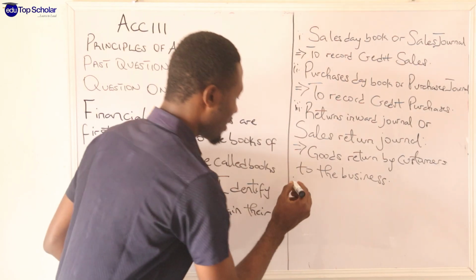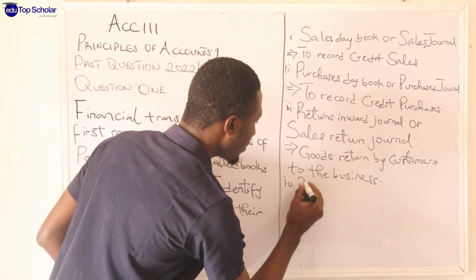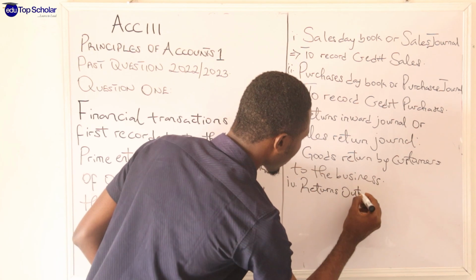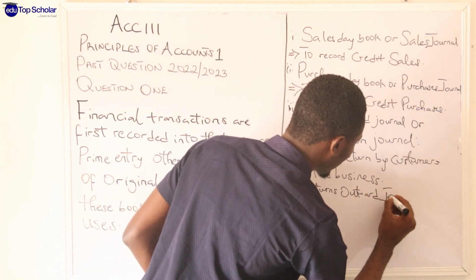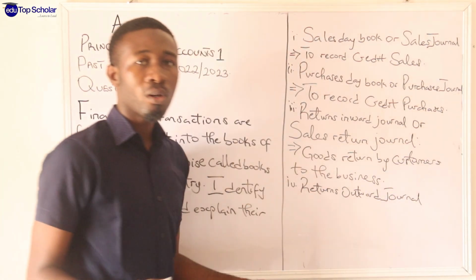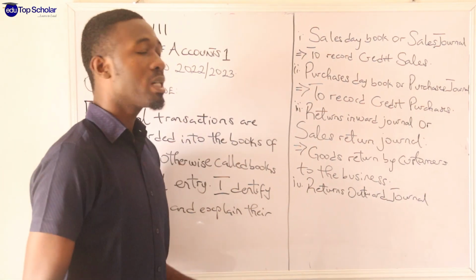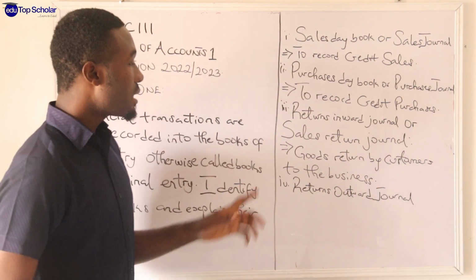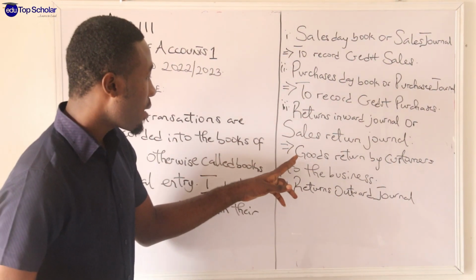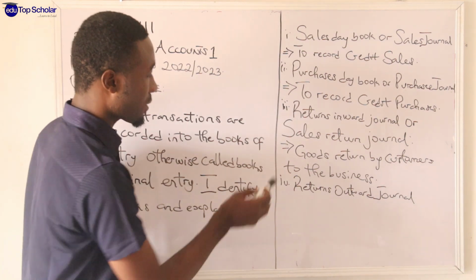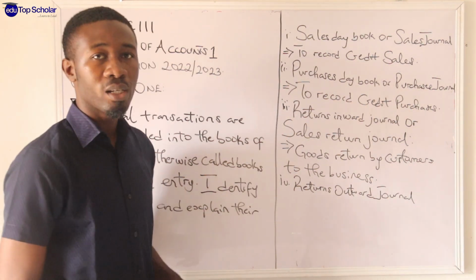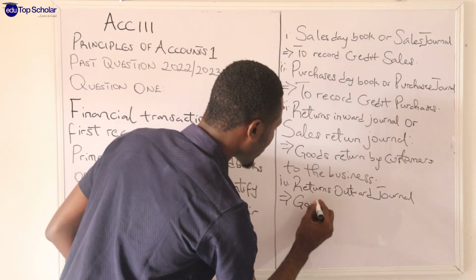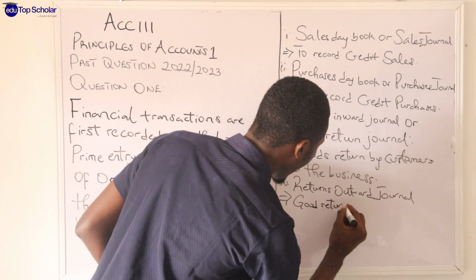So the next one is the returns outward journal. You can also call it the returns outward day book, or the purchases return day book, or the purchases return journal, whichever you want. Its use is similar to the returns inward day book, which means it is used to record goods returned to our suppliers.